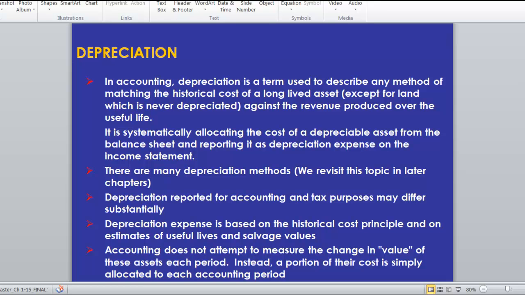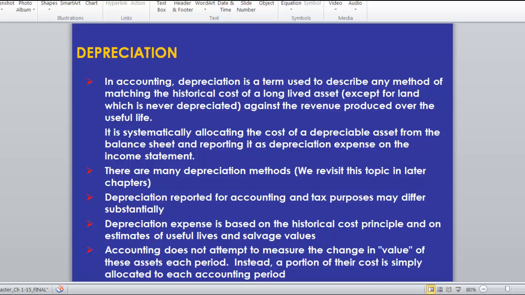Like for example, if we purchase an automobile, it's probably going to last us more than just a couple of months. Except for land, we're never going to depreciate land, because the land that the community college is built on now was the same land that was here when the Croatan Indians were around, which is the same land that was here when the dinosaurs were here. So the land is here, it's not going anywhere, and so it's not going to wear out the same way a building or an automobile or some other type of long-lived asset might.